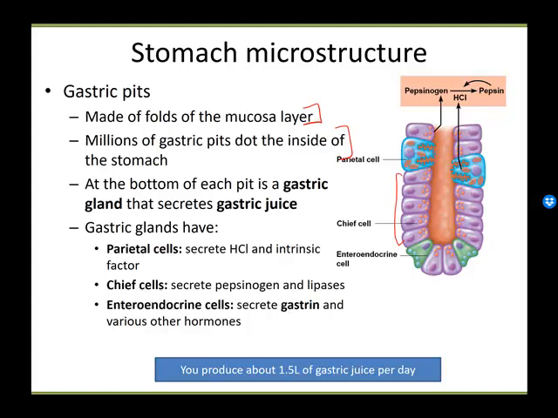Lipases, on the other hand, they're going to break down fats. And again, when I say break down, you can also think hydrolyze. Those enteroendocrine cells, those green guys at the very bottom, they're going to secrete gastrin. That's a major, major hormone involved in digestion, and a whole bunch of other different types of hormones too. We're not going to really name or worry about those other hormones. We're just going to worry about gastrin.